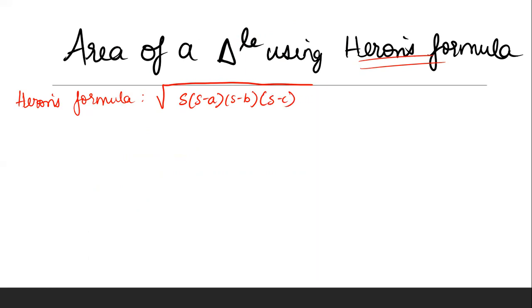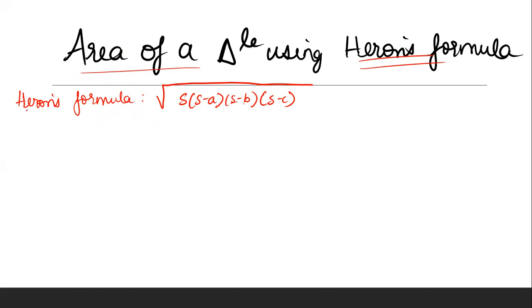Now what is this s into s minus a into s minus b into s minus c? What do these letters mean? I will tell you. Before that, what do we use this Heron's formula for? As you can see, it's written in front of you: area of a triangle using Heron's formula. So we find the area of a triangle using Heron's formula instead of using half into base into height. That is the basic logic.